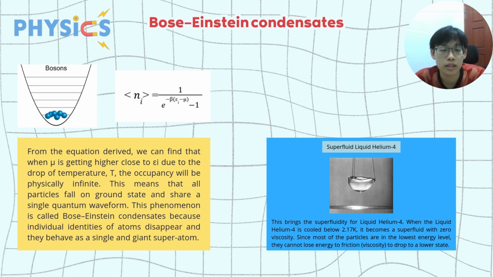In real life, it can be used to describe the superfluid of liquid helium-4. This is because at low temperature, down to 2.17 Kelvin, the liquid helium will become a superfluid with zero viscosity. And this is because all of the particles are at the lowest energy level, and they cannot lose any energy due to friction. Because they are at the lowest step, they cannot drop to a lower step. And for the zero viscosity, if you look on YouTube, you will find that the liquid will come from inside the bowl to outside because it has zero viscosity.